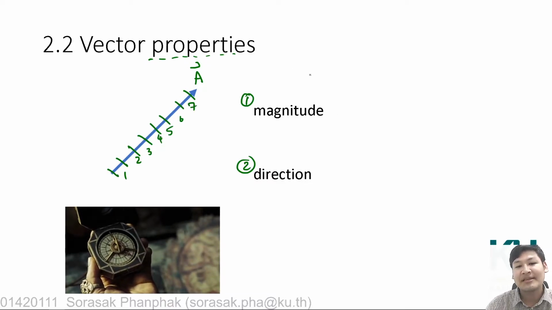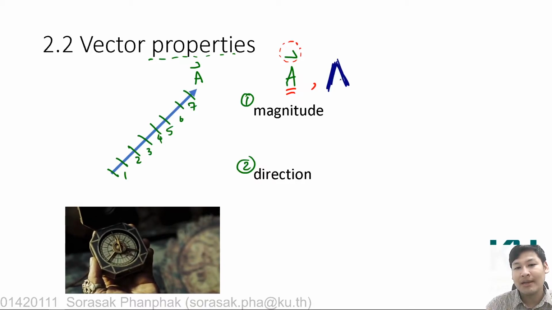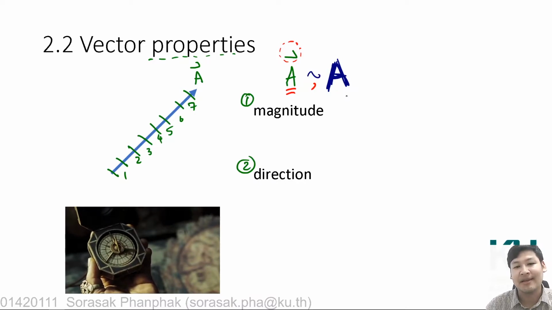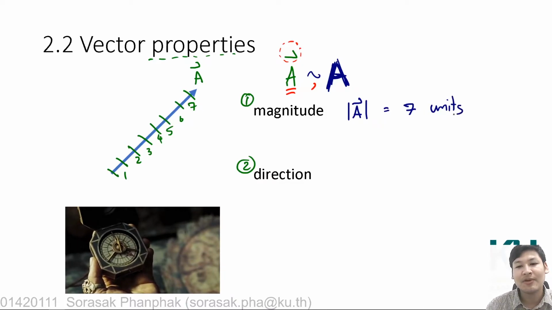So this vector A, to write it as a vector, you need the arrow on top of the letter, and then you call it a vector. Or if you see the bold one, this A can represent the vector A if you find it in the textbook. So what is the magnitude of A? The magnitude of A is represented like this. You can count the length of it. In this case it's 7 units, so 7 units is the magnitude of this vector A.